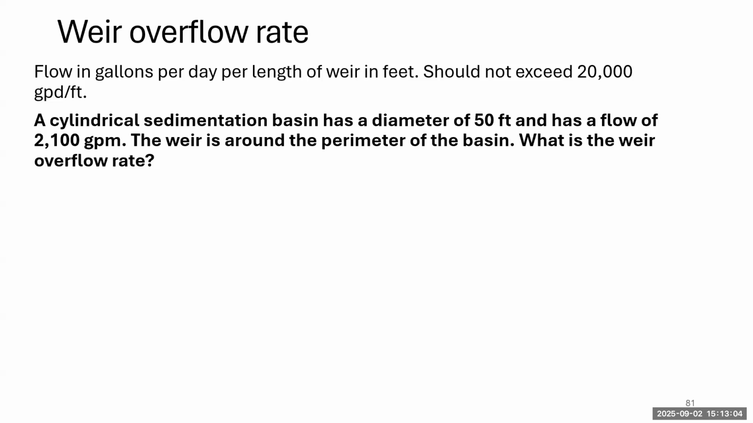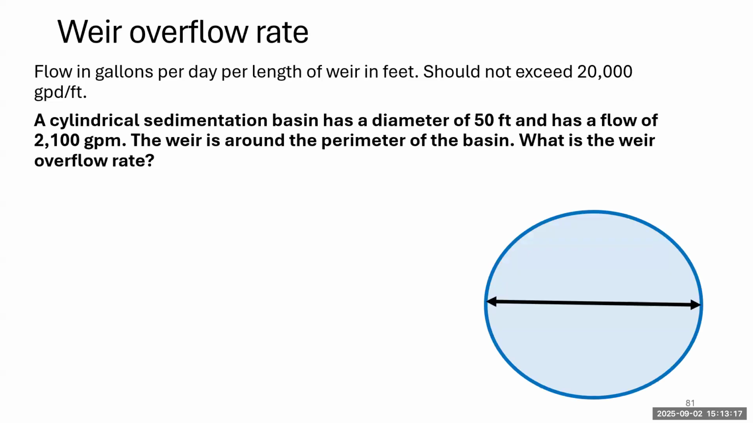And now we have the weir, it's around the perimeter of the basin. And what is the weir overflow rate? We're going to take gallons per day divided by the length of the weir. That blue perimeter of that circle there is the length of our weir, and that is the circumference. How do we calculate circumference? It's pi times diameter. I'm just going to round off pi to 3.14 times the diameter of 50 feet. 3.14 times 50 gives us a length of our weir of 157 feet.